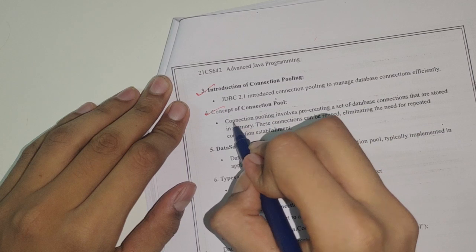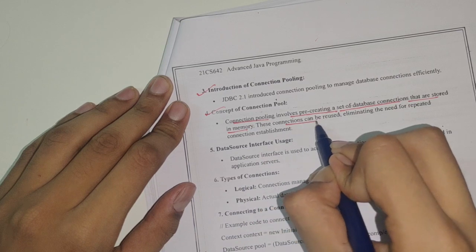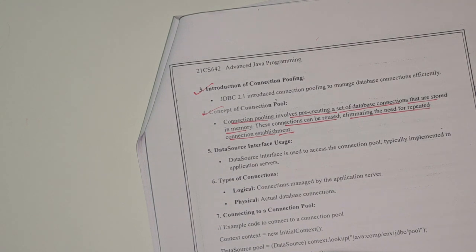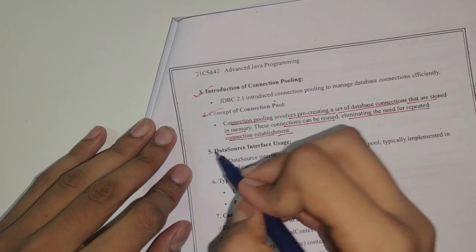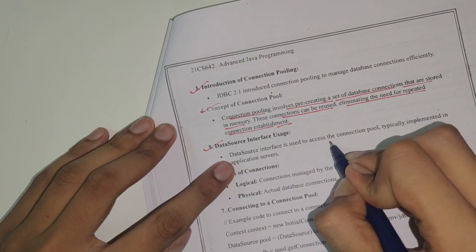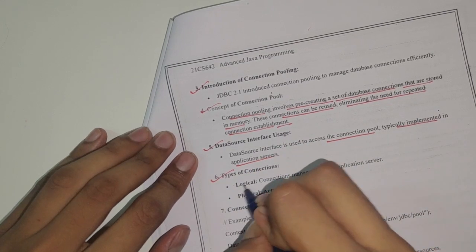Concept of connection pool. Connection pooling involves precasting a set of database connections that are stored in memory. These connections can be reused, eliminating the need for repeated connection establishment. That means we are just setting up database connections stored in memory, and these connections can be reused, and we can eliminate the repeated setting up of connection establishment. Okay, next is data source usage. A data source is used to access the connection pool, typically implemented in application servers.